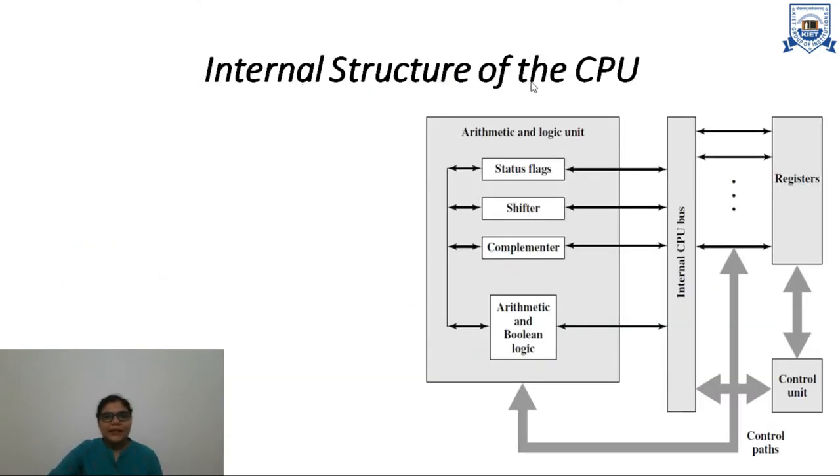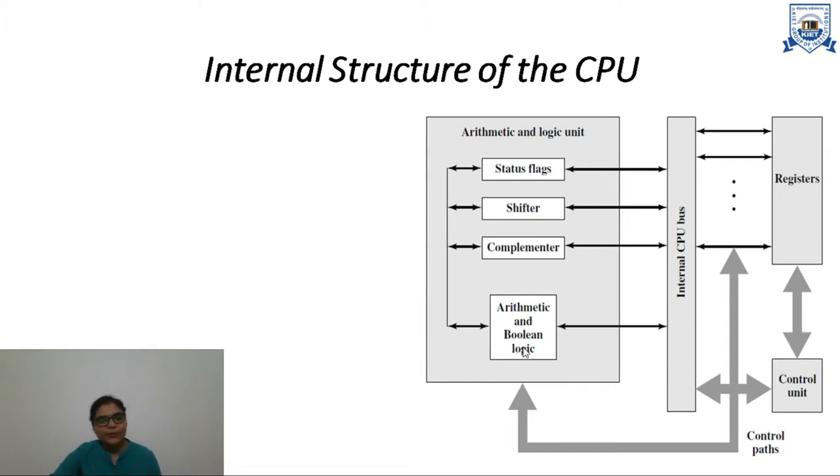So this is the internal structure of the CPU. As you can see here, the main parts of a CPU are the arithmetic and logic unit, registers, control unit, and internal CPU bus. Here, the arithmetic and logic unit consists of an arithmetic unit, a logic unit, a complementer, a shifter, and status flags. Arithmetic performs arithmetic operations.